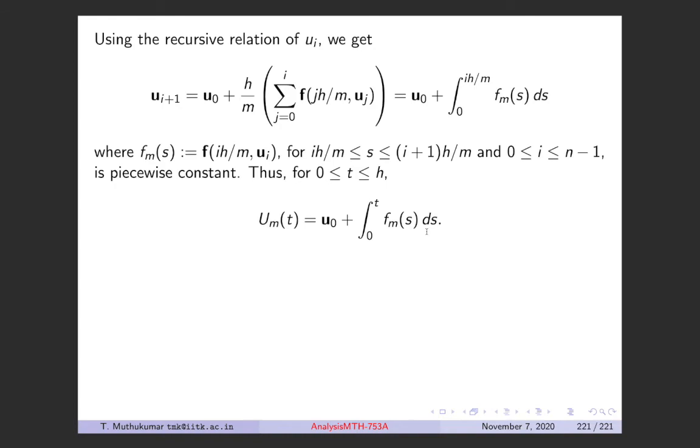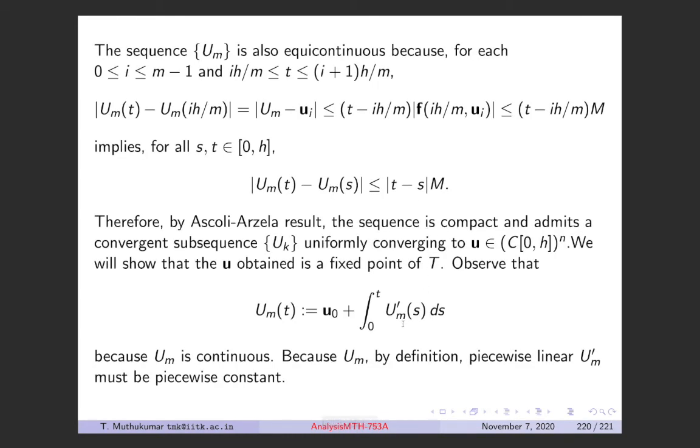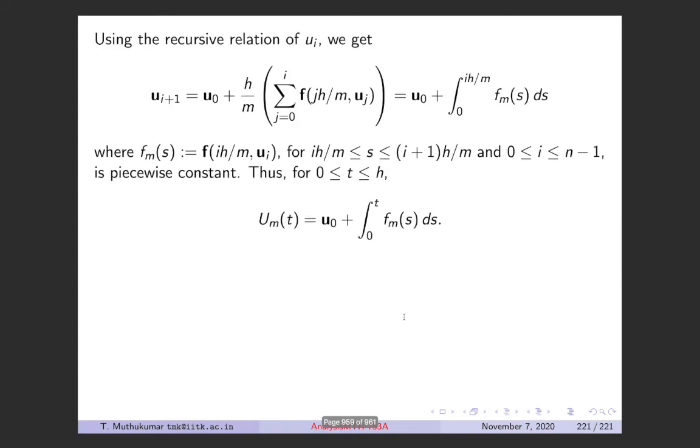So basically what we said in this slide is that this prime is what we have identified. So this prime is actually this piecewise constant function fm, which is in terms of the given data f. Okay, so it is u0 plus this. So we have this property, this is true for all t up to h.